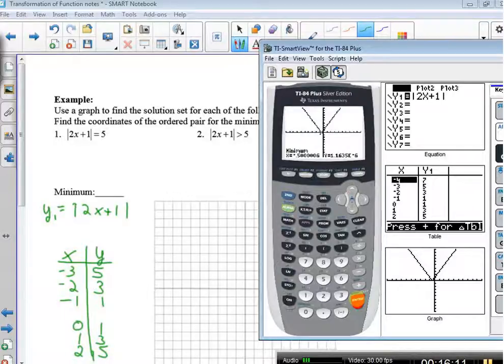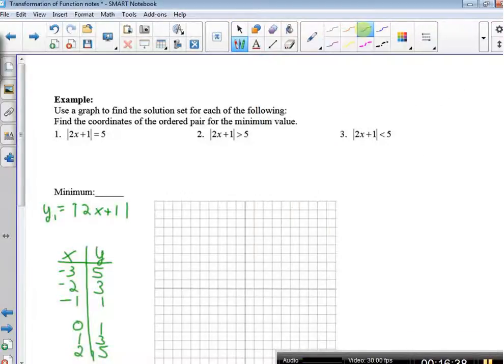and my minimum, remember this is negative 0.5, you know, it's 0.000011116, so it's really supposed to be negative 0.5, 0. You can go to second trace value to verify x at negative 0.5 has a y value of 0. So I know that's my minimum. So I am at negative 0.5, 0. That's my minimum.